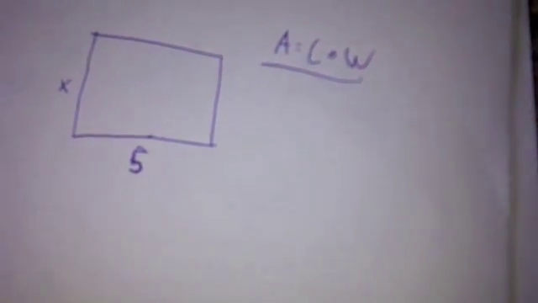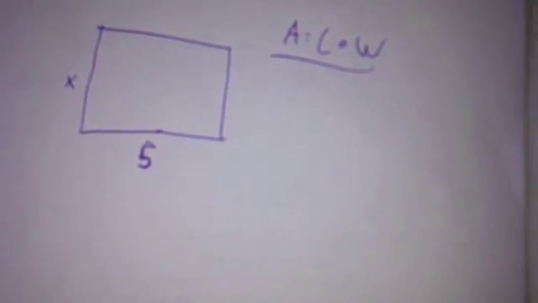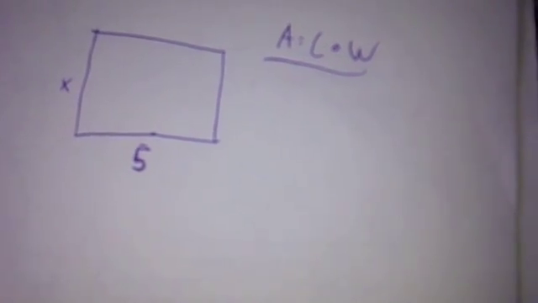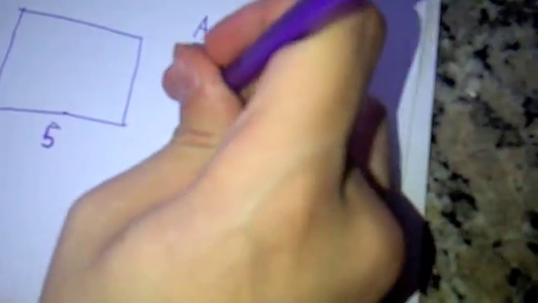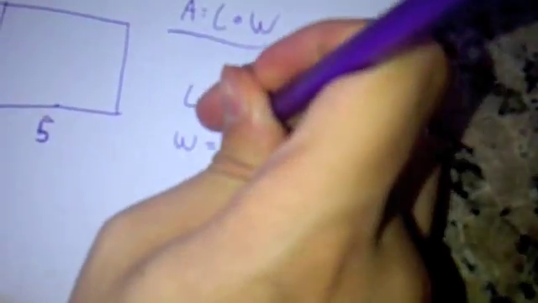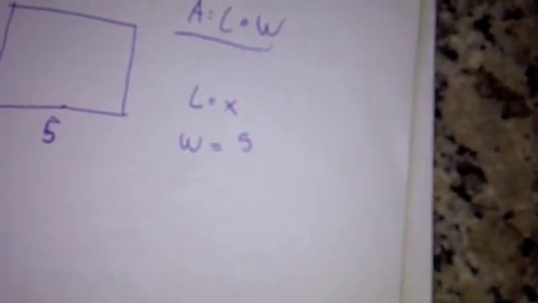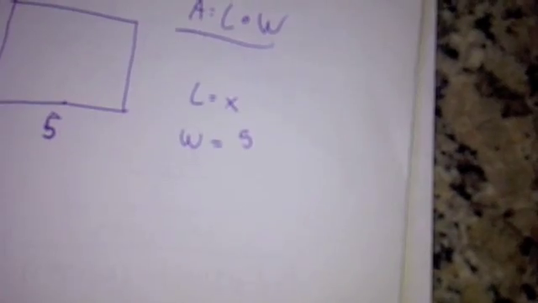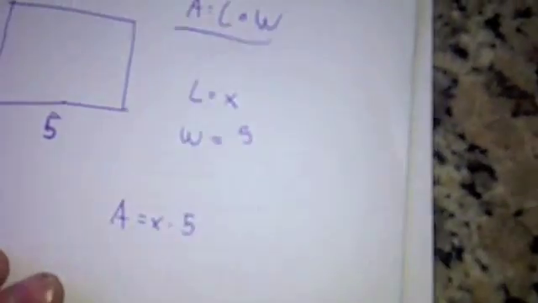Okay, substitute the values of the length, L equals x, and the width, W equals 5. Let's write that down. L equals x, W equals 5. Into the formula, and then the area of the rectangle: A equals x times 5. Simple.